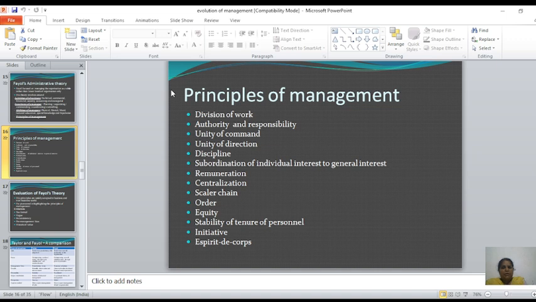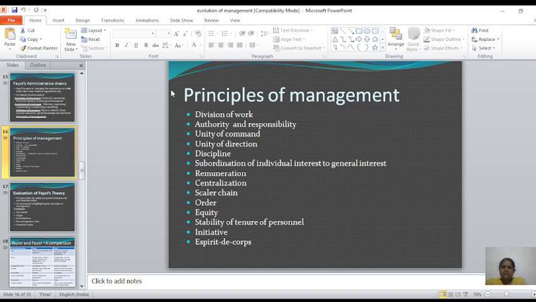Next, unity of direction. What do you mean by that? One head and one plan for a group of activities having the same objectives. According to this, the work should be carried out under the direction of one head. For example, if an organization has 4 departments for different activities, each department must be directed by one superior, and employees should give their whole efforts to achieve the plan of the organization. There should not be unnecessary duplication of efforts and waste of resources.